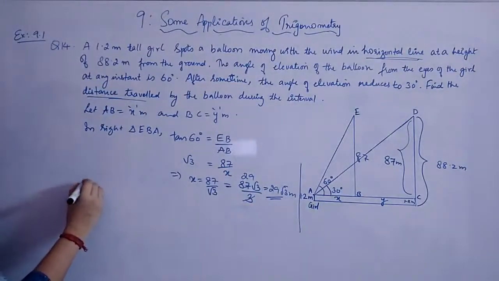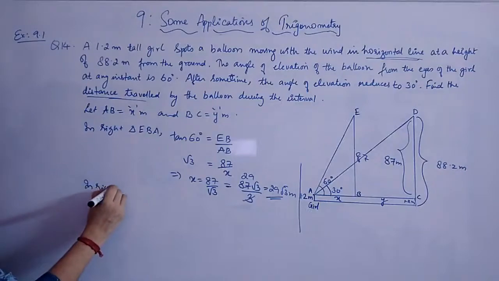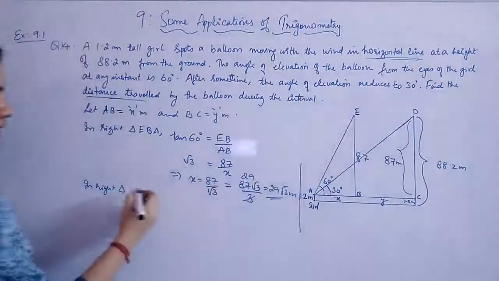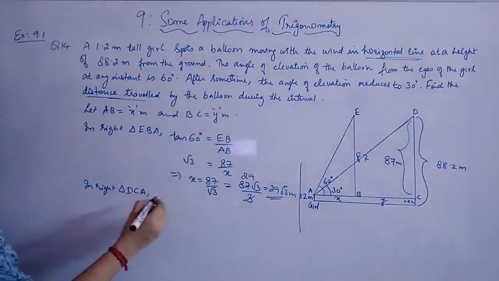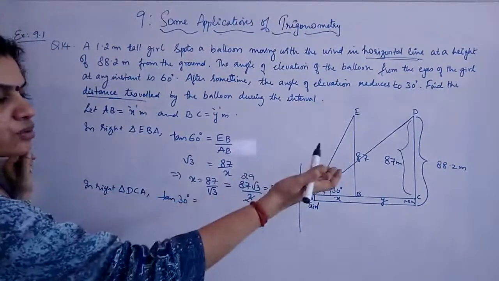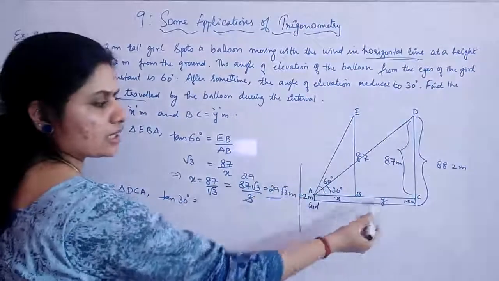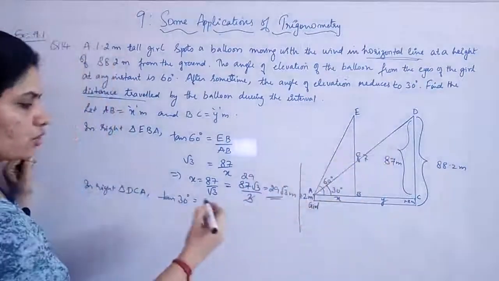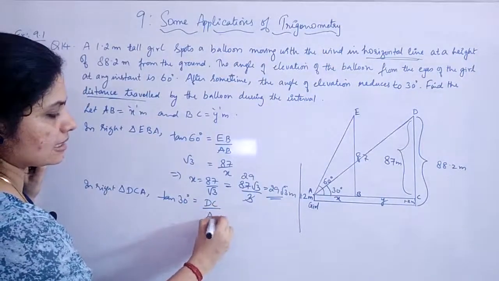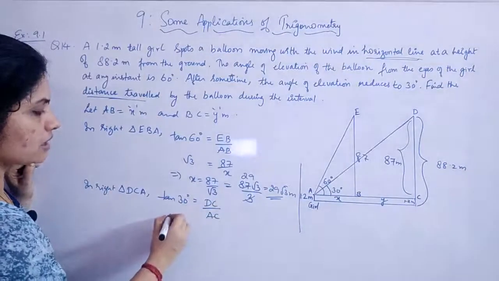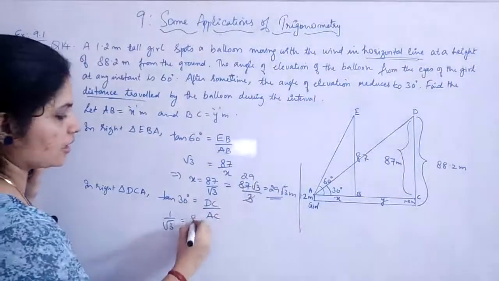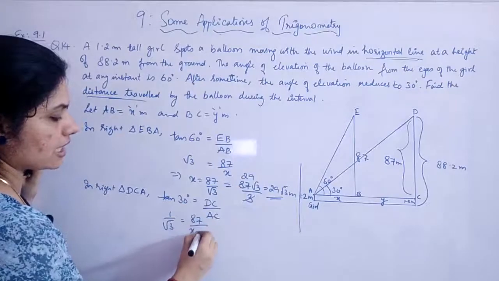For that we will start with the right triangle. What is that right triangle? DCA. Again we are taking tan 30 degrees. Why? Because we have to get this length included, and the height is known to us. So that is DC by AC, right? Now tan 30 degrees is 1 by root 3, which is equal to DC. DC is again 87, by AC, which is actually x plus y.